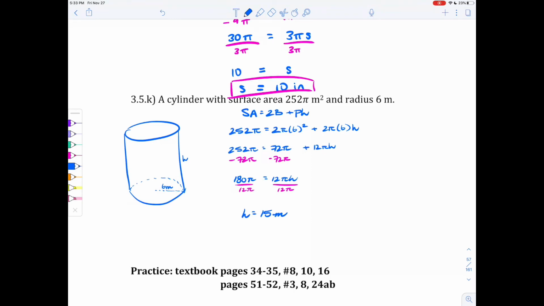So height's 15 meters, and this thing is, I used orange. The orange is nice. I agree. It's a nice orange.